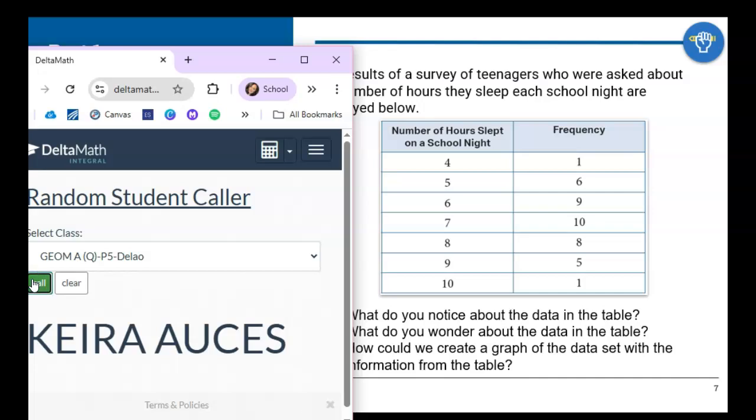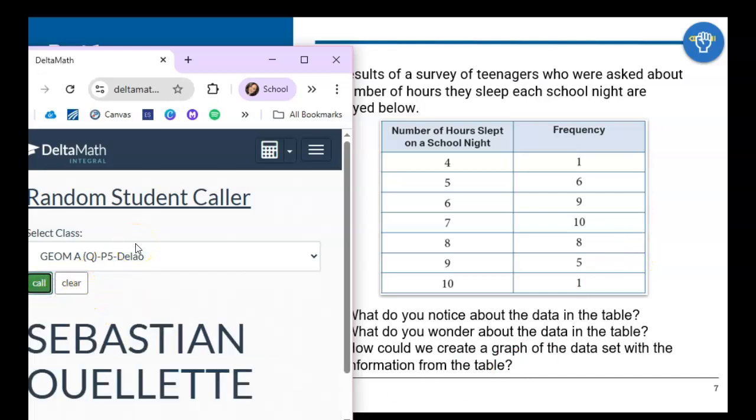Kira, perfect timing. Somebody from Kira's table, you don't have to talk, they answer the questions. What do y'all notice about the data? None of the x's repeat. Good. The x's are counting by ones, right? Good. Thank you.